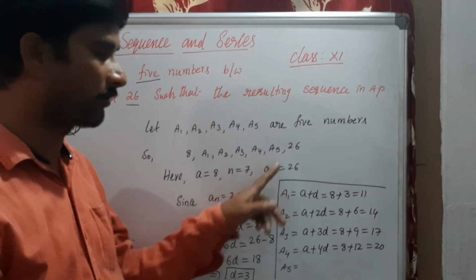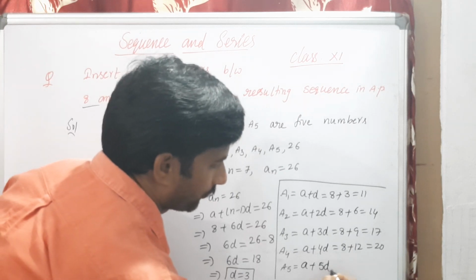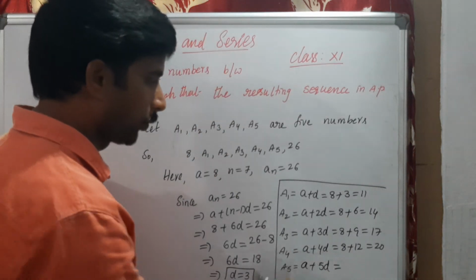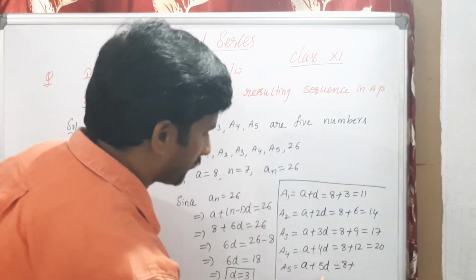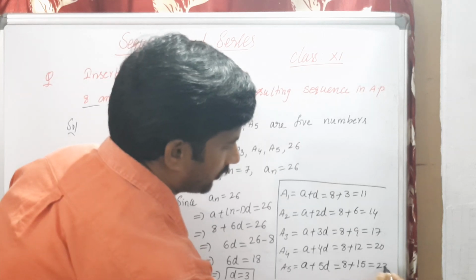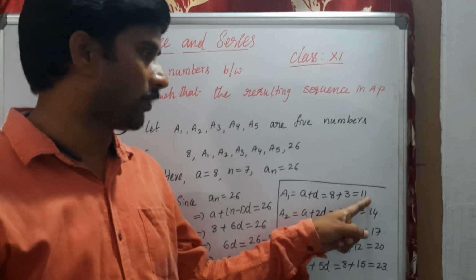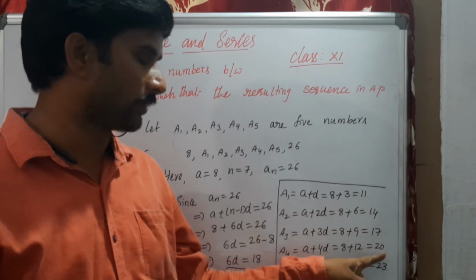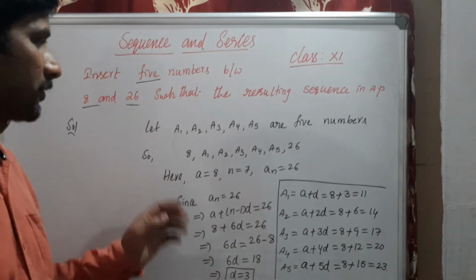A5 is the sixth term of AP. So it is a plus 5 into d, where a equal to 8, plus 5 into 3, which is 15, that is equal to 23. Therefore, the required 5 numbers are 11, 14, 17, 20 and 23. Please note down.